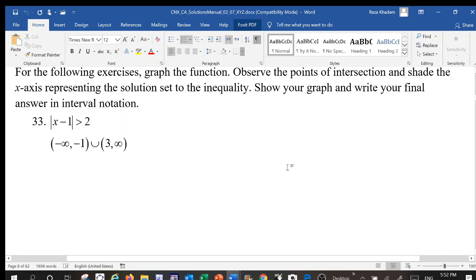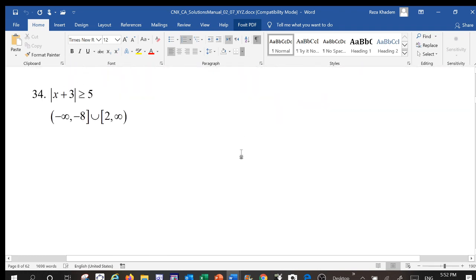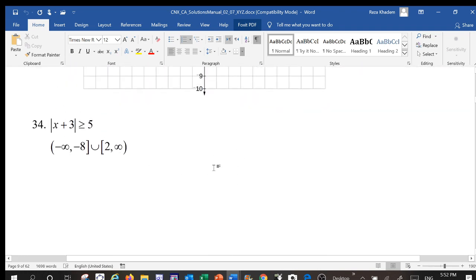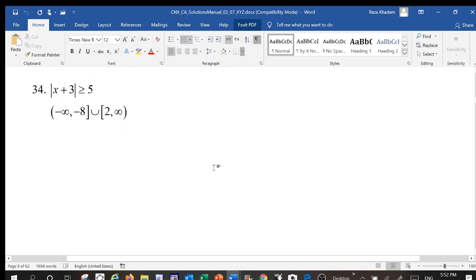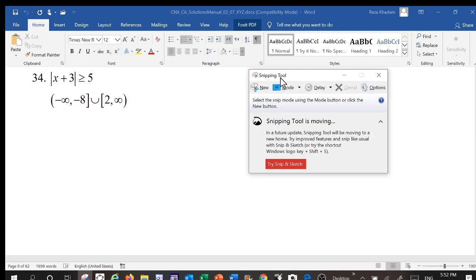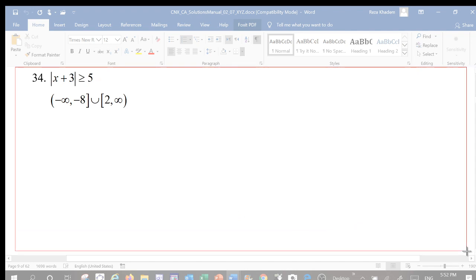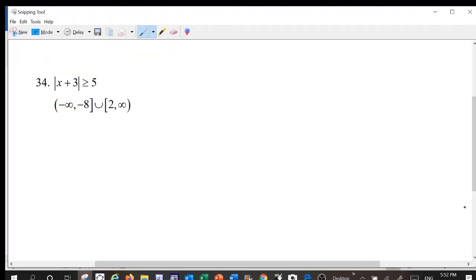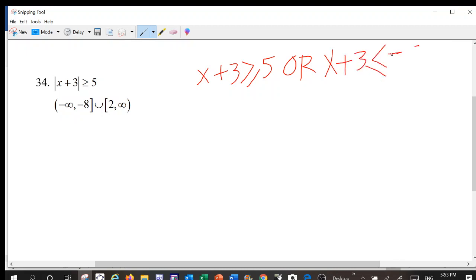So here is like one of them. So absolute value of x plus 1 has to be greater than 2, but that's an odd one. So let me do this one, the even one. 34 is absolute value of x plus 3 is greater than or equal to 5. So what we do, first of all, if we were to solve this without graphing, it would be x plus 3 greater than or equal to 5, or x plus 3 less than or equal to negative 5.